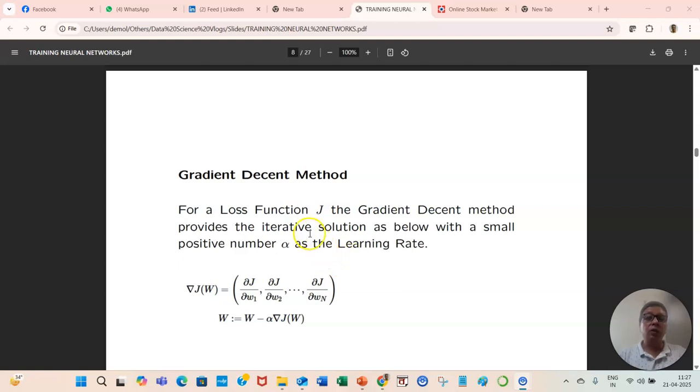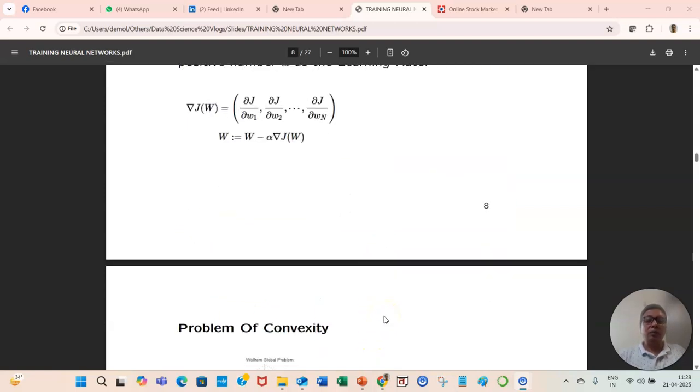In the gradient descent method, we consider the loss function J. We calculate the gradient of J at w: del J del w1, del J del w2, up to del J del wn. Iteratively, starting from a solution w, we compute the new w as the old w minus alpha times the gradient of J at w, where alpha is a small learning rate. Then again we use the new value in the same equation. So this is the iteration process in the gradient descent method that helps us in finding the minimums.